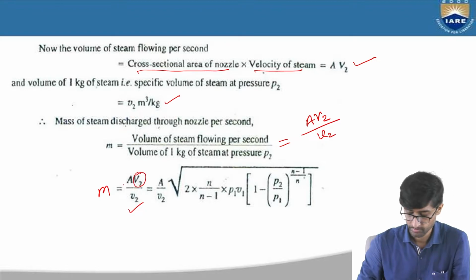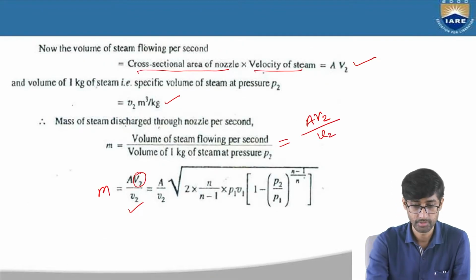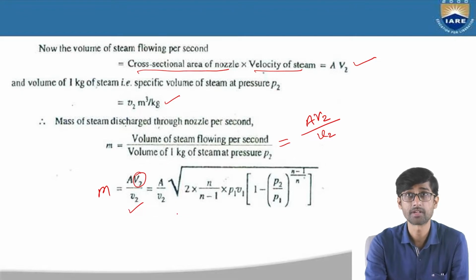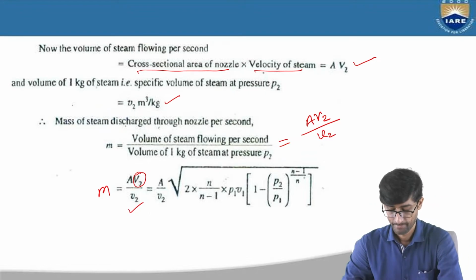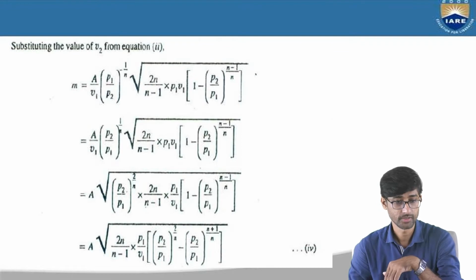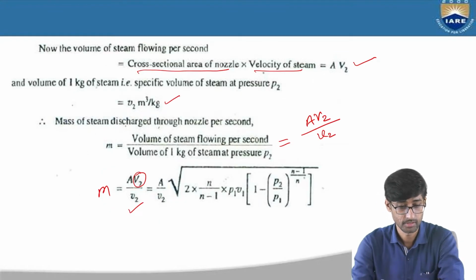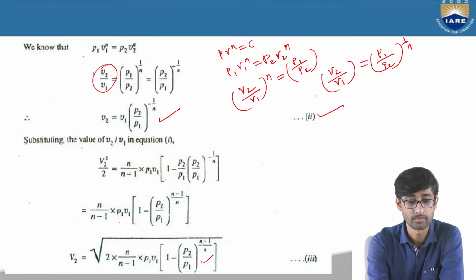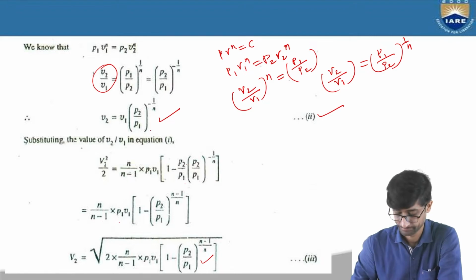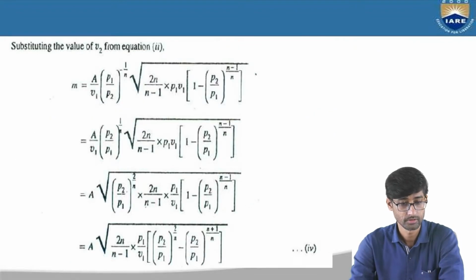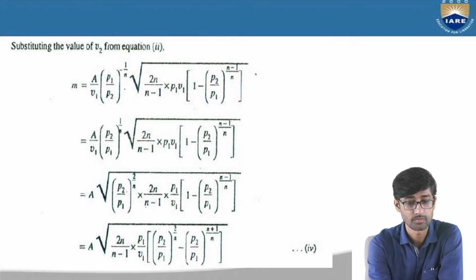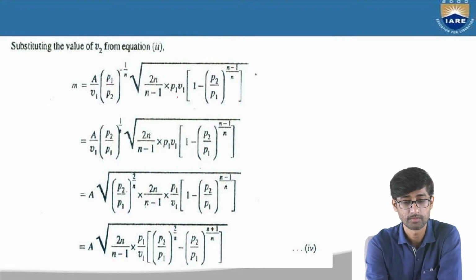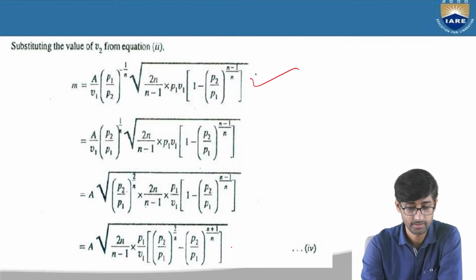Already we know the velocity V2 from equation 3. Now substitute here. So A by v2 under root 2 into n by n minus 1 P1 V1 whole into 1 minus P2 by P1 to the power n minus 1 by n. Now if you solve these equations, substitute the value of v2 here. Already we know the value of specific volume v2 from equation 2, that is V1 into P2 by P1 to the power minus 1 by n. Now substitute here instead of v2. So we get A by V1 into P1 by P2 to the power 1 by n under root 2n by n minus 1 into P1 V1 into 1 minus P2 by P1 to the power n minus 1 by n. Now if you solve this equation, you will get this.